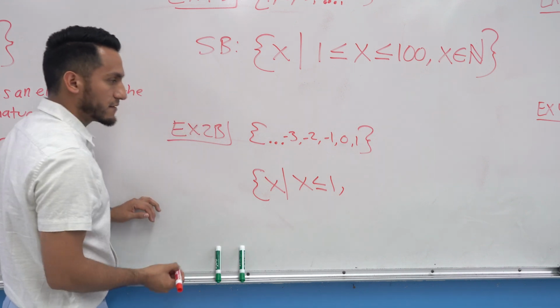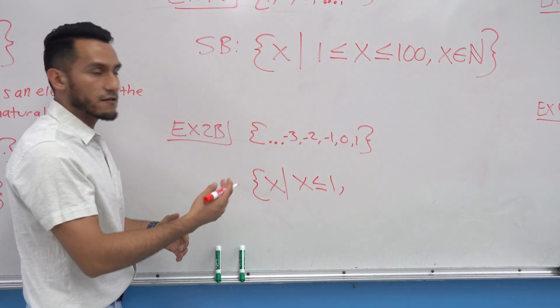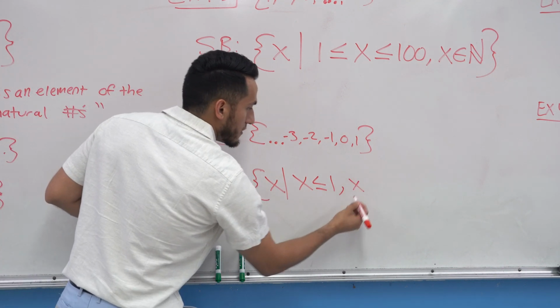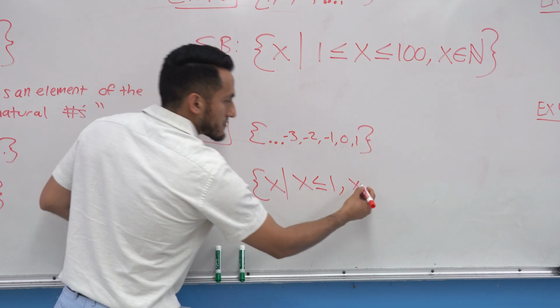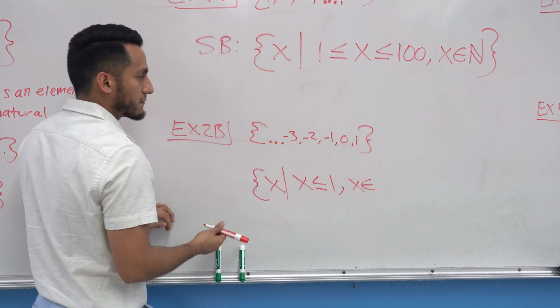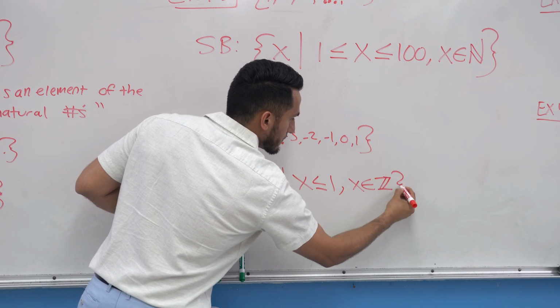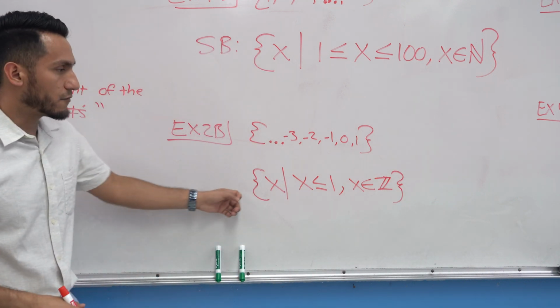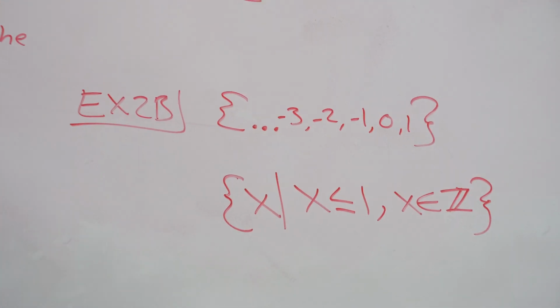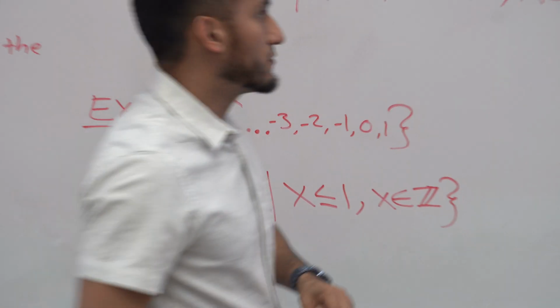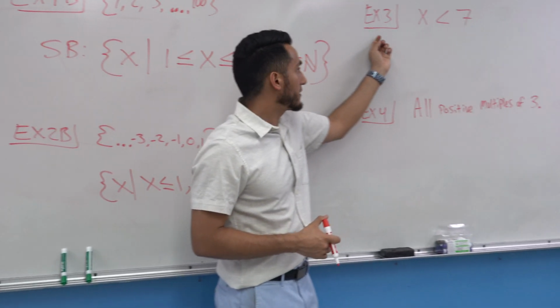Then we separate it with a comma, and we got to describe the set of elements that this belongs to. X belongs to the set of integers. And that will be your set builder for this one. Let's look at a different example. For example, number 3, over here.